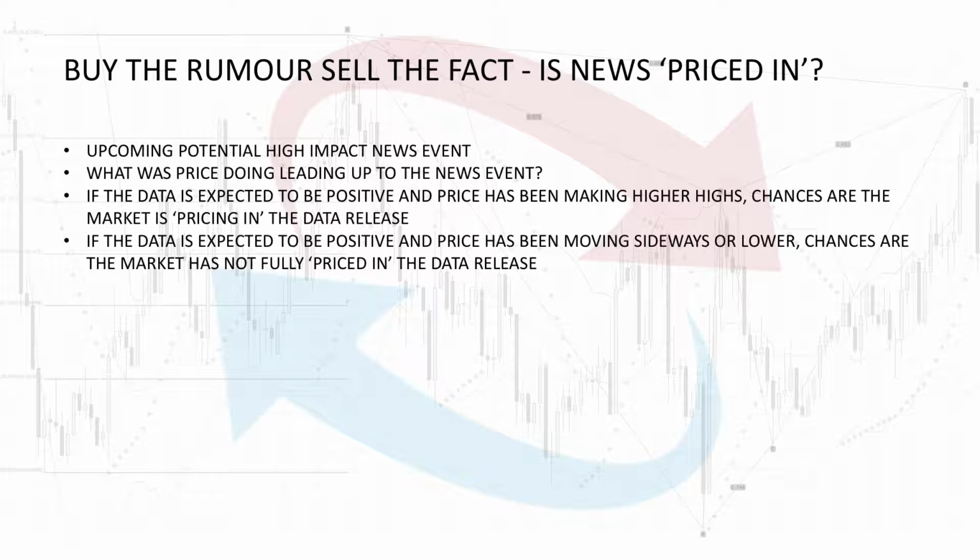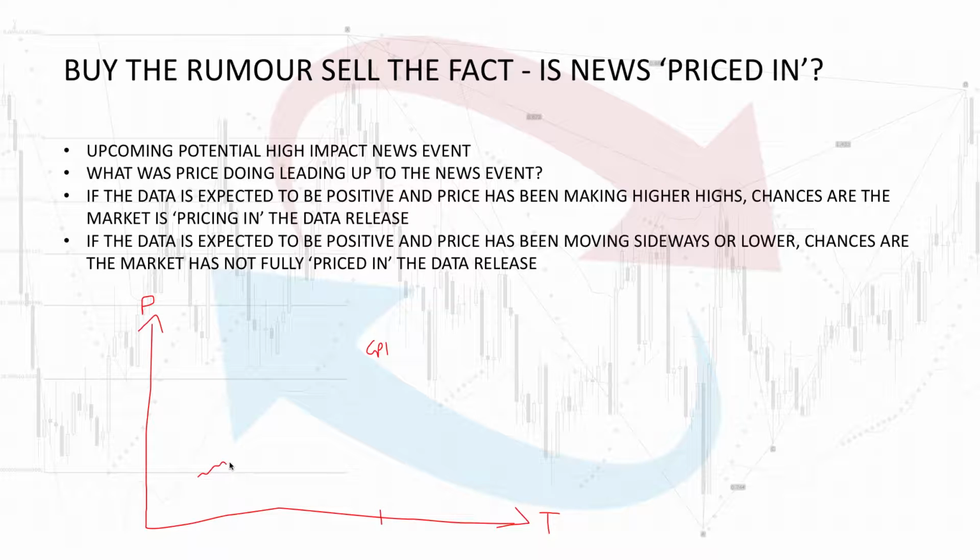Now, what's important is that we need to observe what price was doing leading up to the news event, because this is how we can try to establish whether news is potentially priced in. So using the example of CPI, though it could be any event: if the data is expected to be positive and price has been making higher highs, chances are the market is pricing in the data release. So this being time and this being price, let's say on this date we are expecting the CPI release, and we're at this point in time.